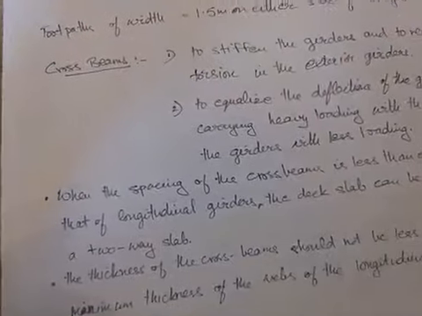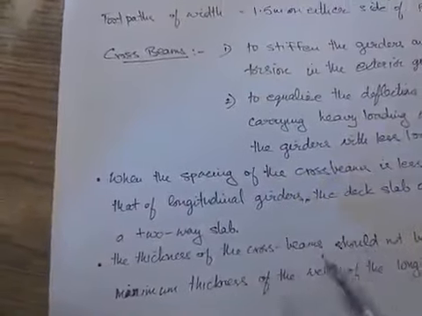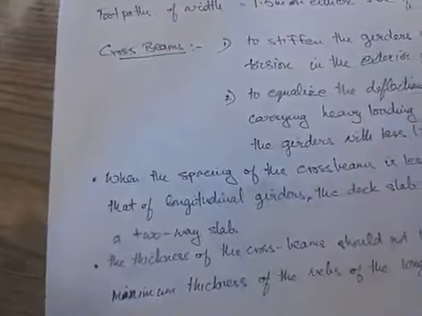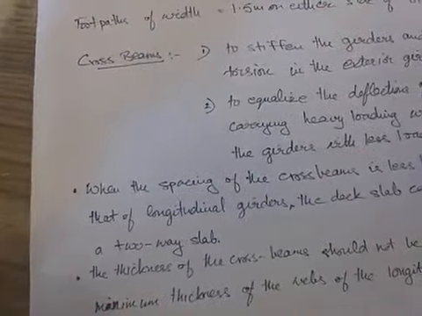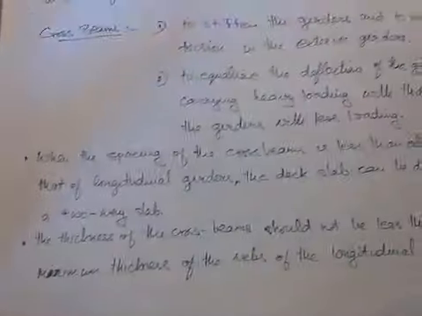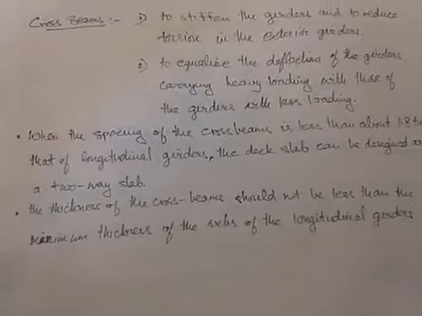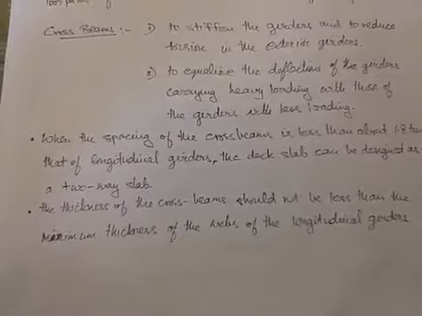The deck slab can be designed as a two-way slab. So the slab has to be designed either as a one-way slab or a two-way slab. If this condition is satisfied, then we have to design it as a two-way slab. The designs will be discussed later on. The thickness of the cross beams should not be less than the minimum thickness of the webs of the longitudinal girders.